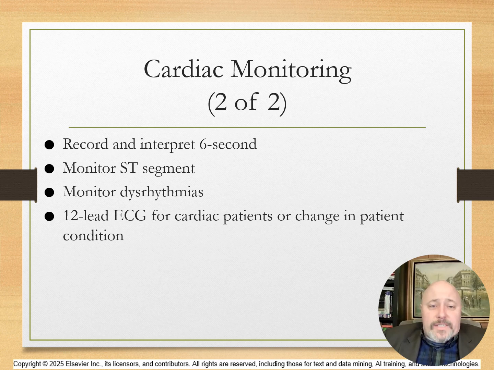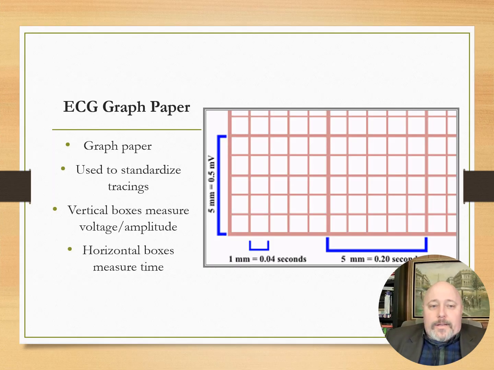In most settings, a 6-second strip is the standard of the patient's rhythm, and it's obtained and documented in the patient chart at intervals from every 4 hours to 8 hours, based on the patient acuity level and institutional policy. In addition to scheduled times, a rhythm strip is documented anytime there's a change in rhythm.